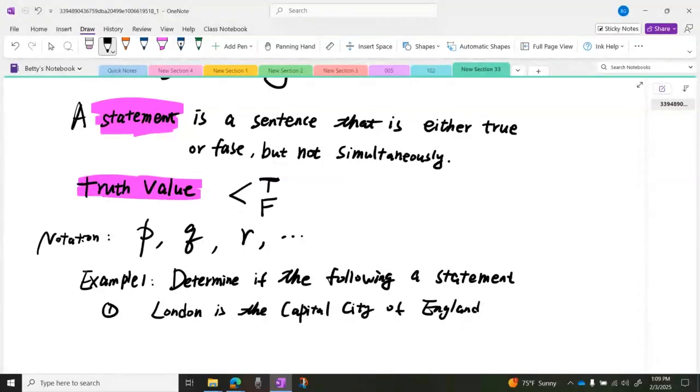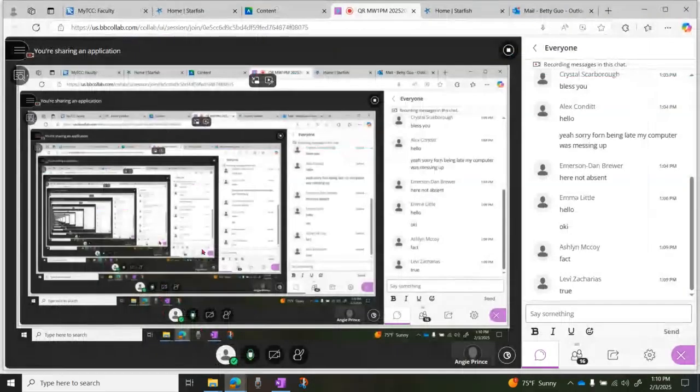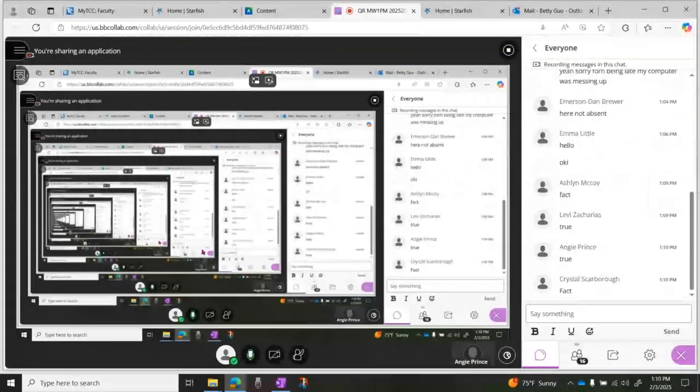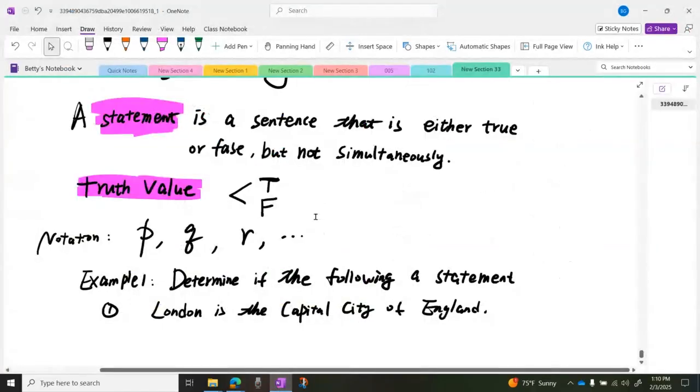Is this a statement? This is a sentence, right? Does this sentence give a fact or a lie? London is the capital city of England. It is a statement, right? Yeah, you guys are great. It tells a fact, so it is a statement. And the statement is true because we know London is the capital city of England, right? Very good. So the truth value of the statement is T. Next.